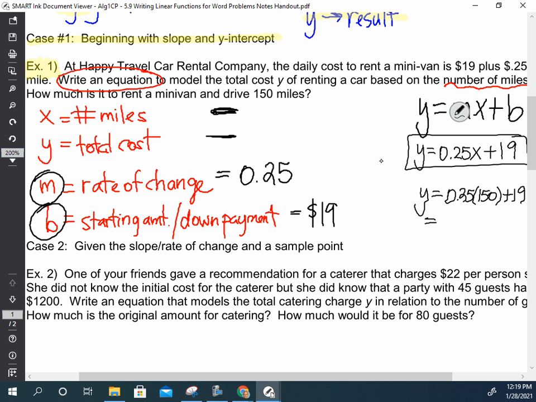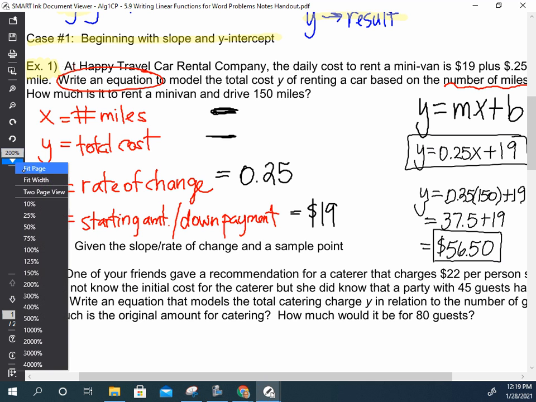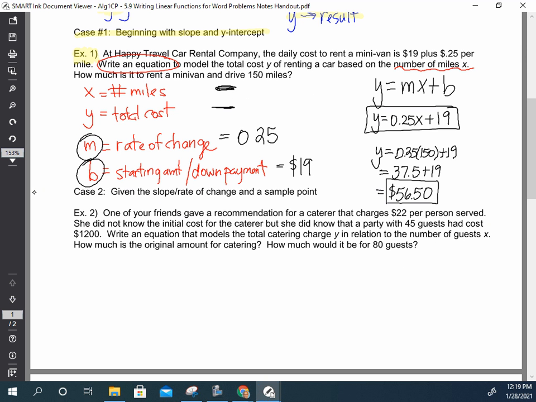We let the calculator do some work. 0.25 times 150 is 37.5, plus 19, so that's 56.5. So you put another extra zero: $56.50. So if you drive 150 miles, that's how much you're going to be paying. $56.50. Any questions? Example number one.